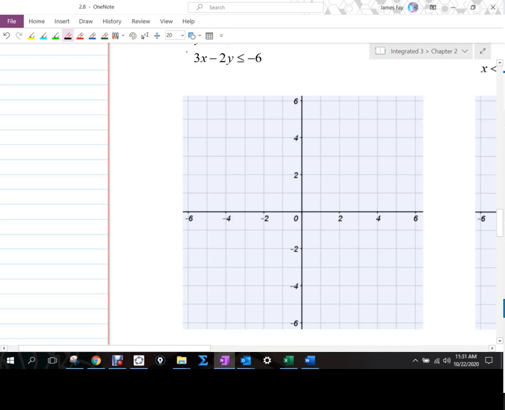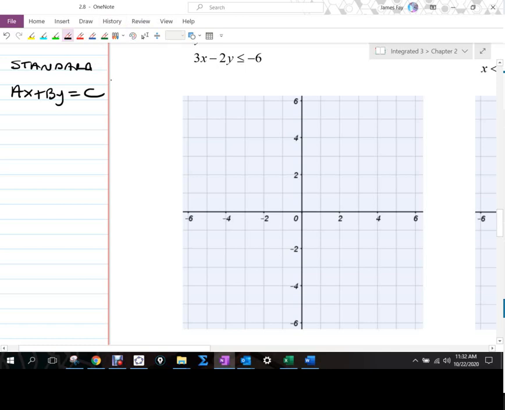All right, so let's do this one here. 3x minus 2y is less than or equal to negative 6. I want to graph this one without changing it at all. I do not want to put this into y equals mx plus b format. This right now is in standard format. You remember the video I asked you to watch said standard format is when your x's and y's are on the same side, and then your c is on the other side. That's what we've got here.